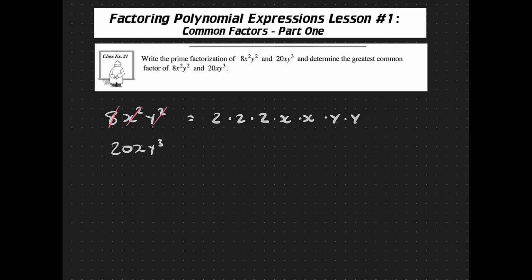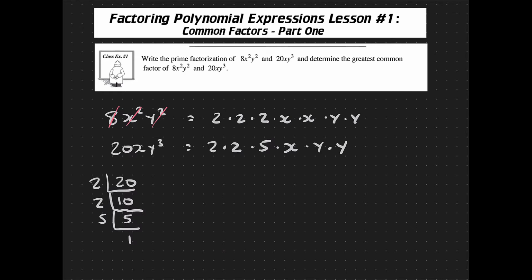Okay, so let's take a look at the next one, which is 20xy cubed. Now, 8 was simple, it's just 2 times 2 times 2, and 20 is quite simple itself, but remember with prime factorization, if necessary, I'm going to use one of the methods that we learned earlier to break that down into its prime factors. So if I take 20, I can see 2 goes into there, leaving us with 10. 2 goes into that, leaving us with 5. 5 goes into there, and I'm down to 1. So the number 20 breaks down into 2 times 2 times 5. There's only one x and there are 3 y's.